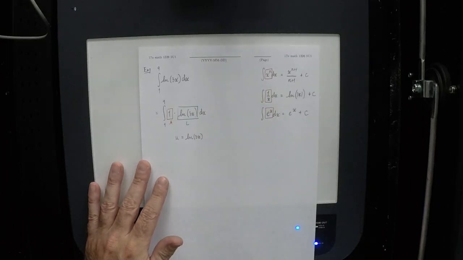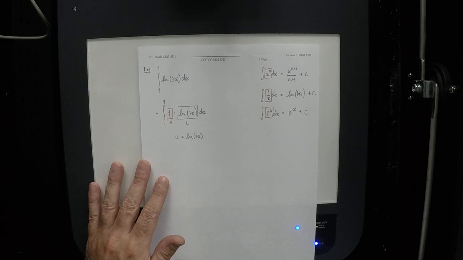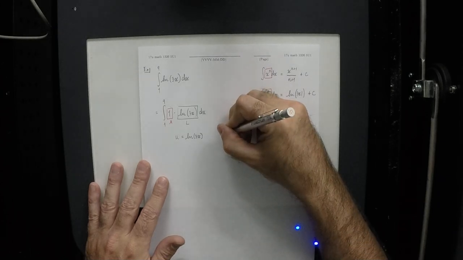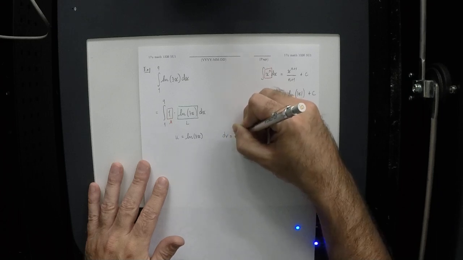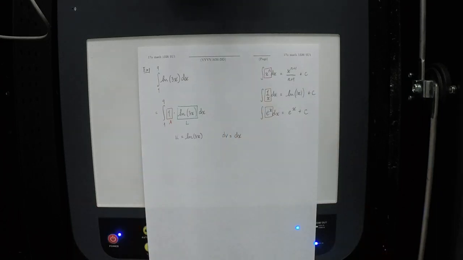So is there any question how we came to the conclusion that u is log of 3x? Okay, then what's dv? Correct, which I'll just write as dx. Okay, so then now, how many kinds of terms are in the by parts formula? 4. And at present, how many do we have? 2. So let's find the other two.